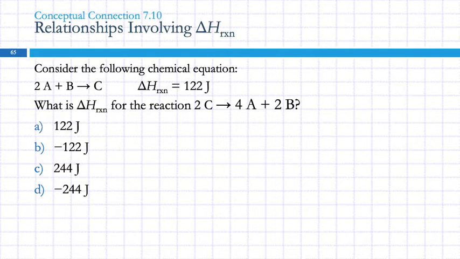So if we're reversing it, then what do we do to delta H? We change the sign. So it was positive, now it's negative. What else is different? What was the coefficient here? And what's the coefficient here? They were all doubled. So then we're going to double delta H also. And so 2 times 122, we should be able to do that in our heads, minus 244.